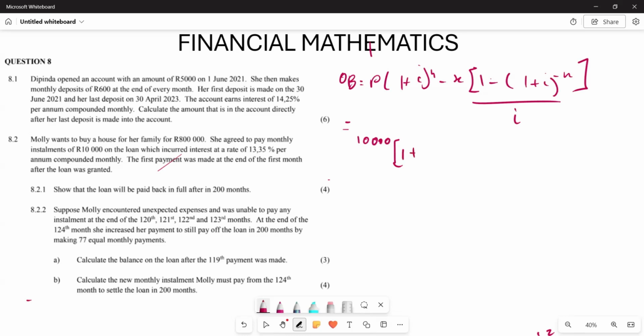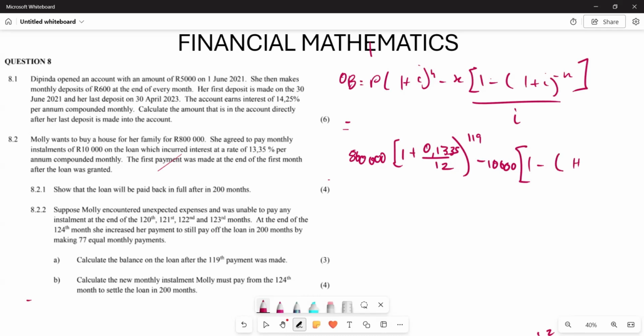This is 1 plus the interest, and here it's still 0.1335 over 12 to the power of the 119th month, subtract. Now, remember, here you are not going to put the 10,000, but you are going to put the principal amount. The principal amount was 800,000, right? Because the x here represents the monthly payment, that's where you put the 10,000.